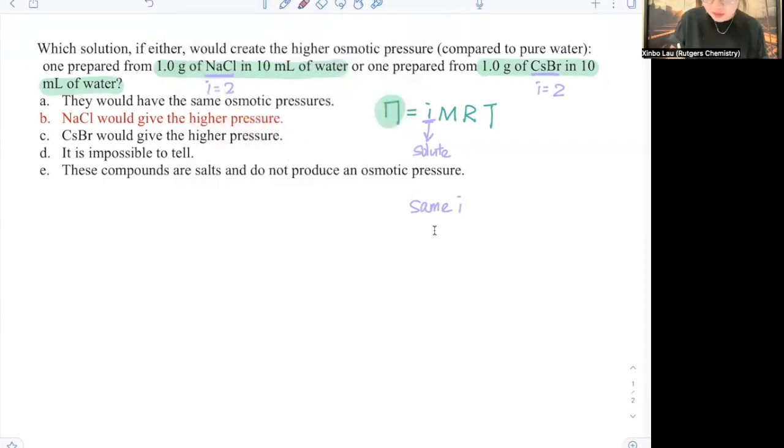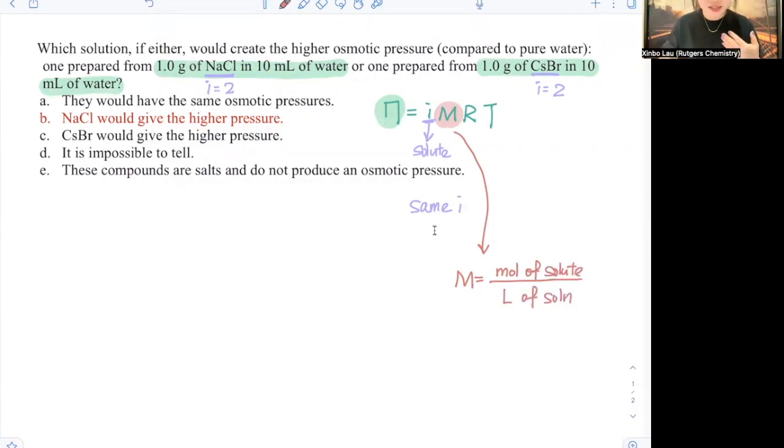Next we need to compare their molarity. Let's recall how to calculate molarity. Molarity is not molality. Molality is lowercase m, molarity is capital M. How do I calculate it? Moles of solute over liters of solution. We have 10 mL of water in both, so the volume for both solutions is the same. Even though it's not in liters, we can clearly tell they're the same.